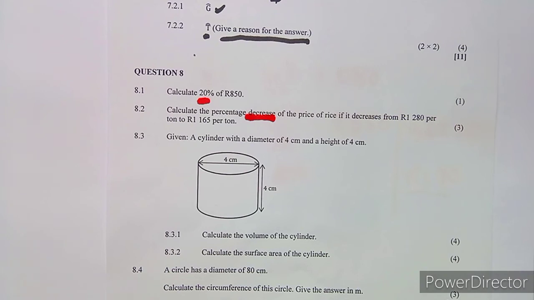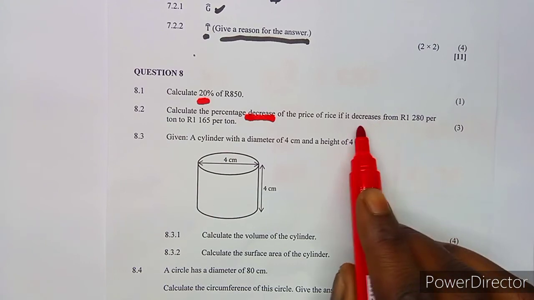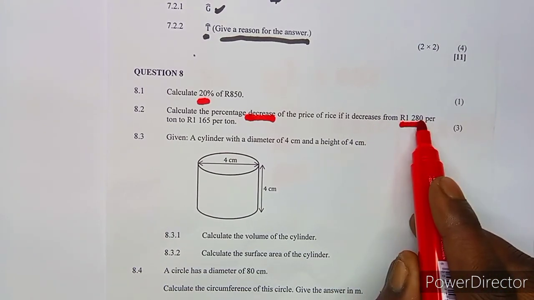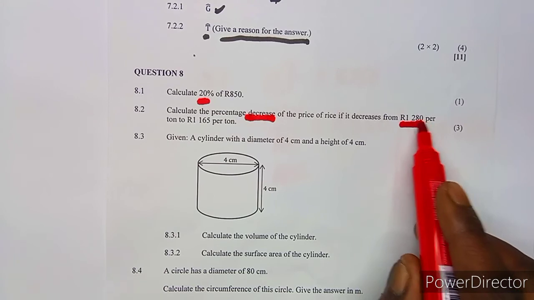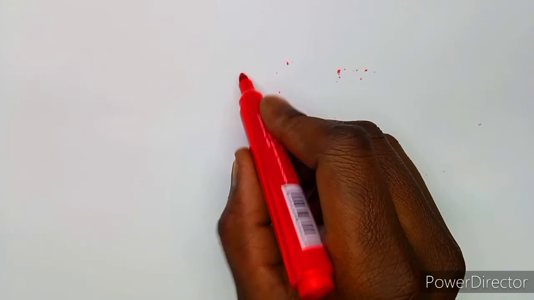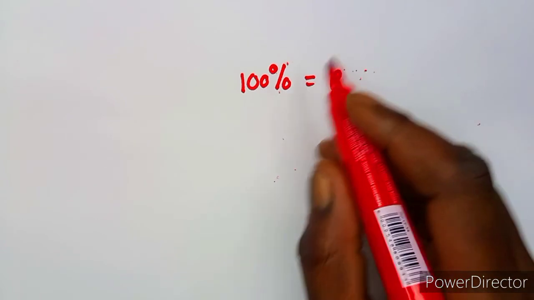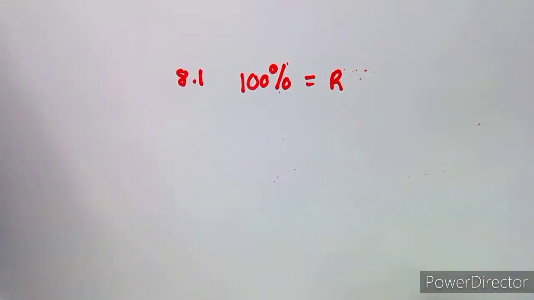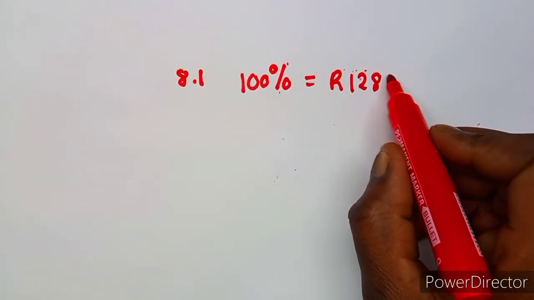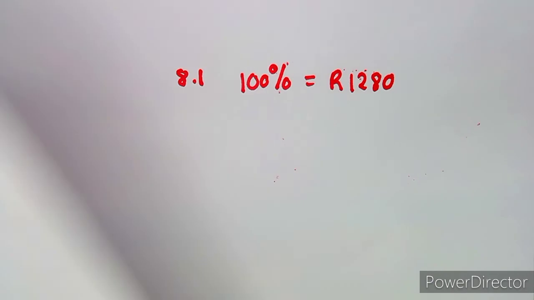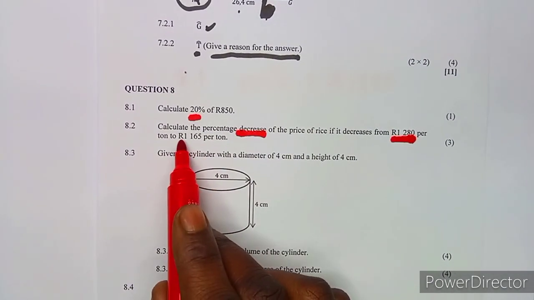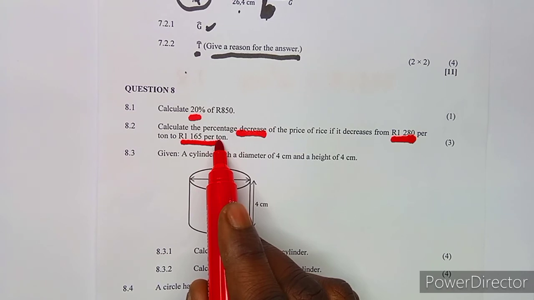So in this case, there are so many ways that we can use. We can actually use simple proportion to say that the price decreased from this value here. So this value represents the original percentage, which was at 100%. So at 100%, the price of a ton of rice was costing 1,280. This was at 100%. Now, after a certain time, the price decreased to this value.